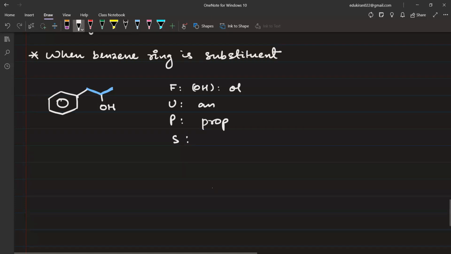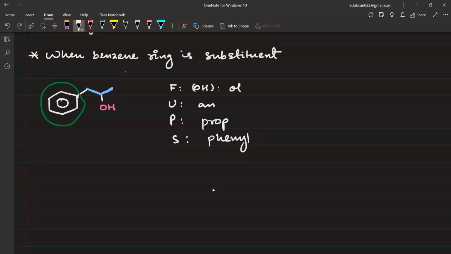And what is remaining now? We have already done the identification of OH also. What is left is only this benzene ring. So this benzene ring, when it is acting as a substituent, we call it phenyl. Not benzyl. Benzyl is something very different. Okay, phenyl.